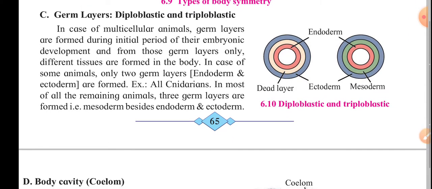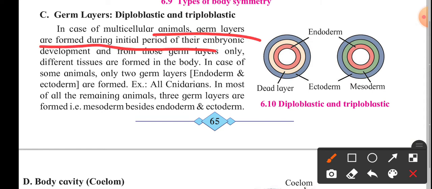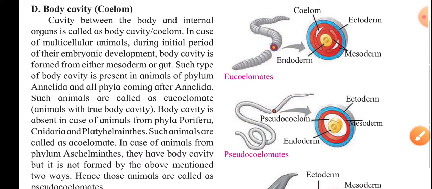The next criterion is the germ layers, diploblastic and triploblastic, meaning two or three germ layers. In multicellular animals, germ layers are formed during the initial period of their embryonic development, and from those germ layers the different tissues are formed in the body. In some animals, only two germ layers, endoderm and ectoderm, are formed, for example all cnidarians. In most of the remaining animals, three germ layers are formed, that is mesoderm besides endoderm and ectoderm.